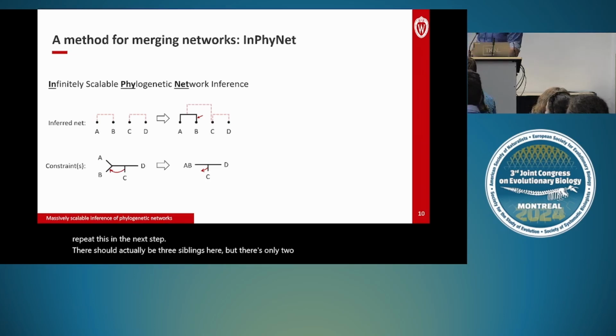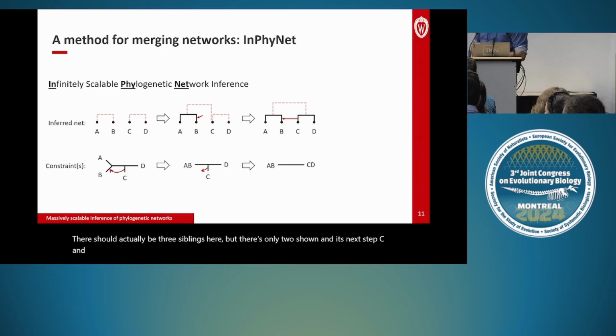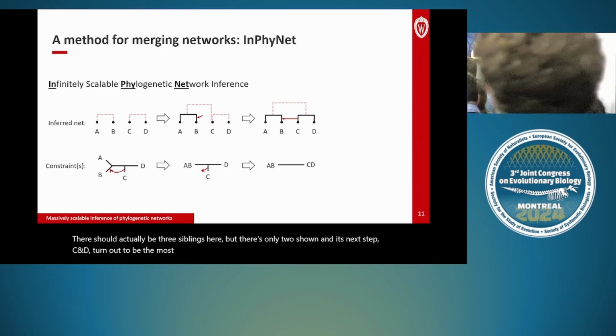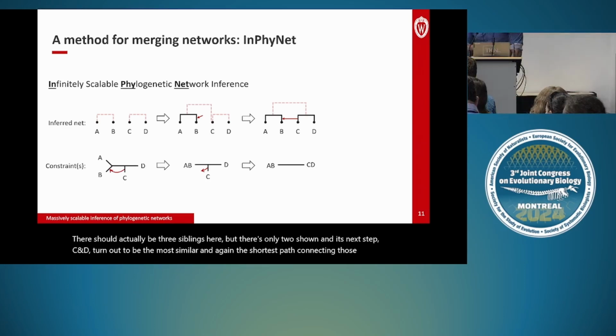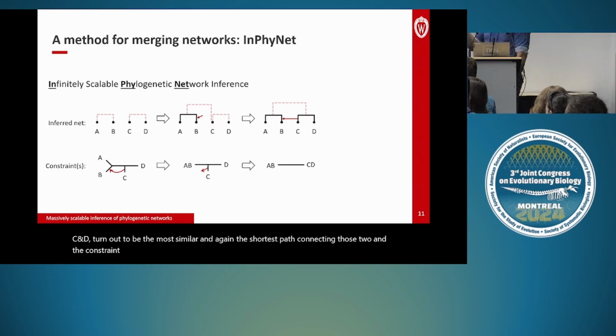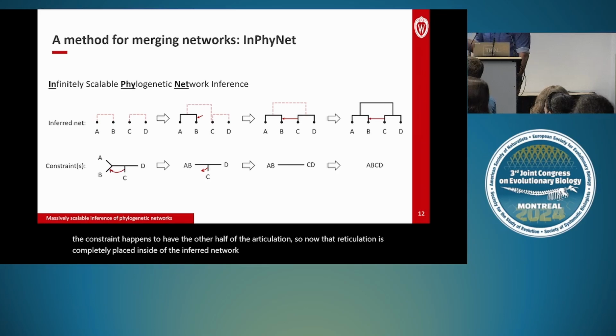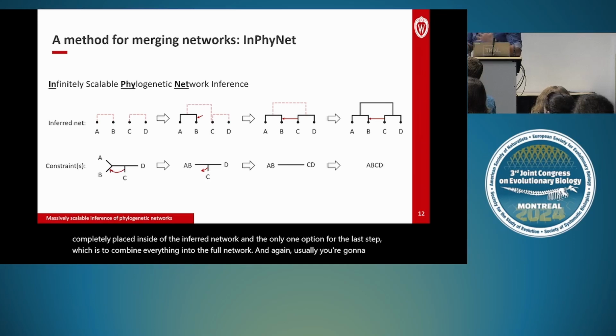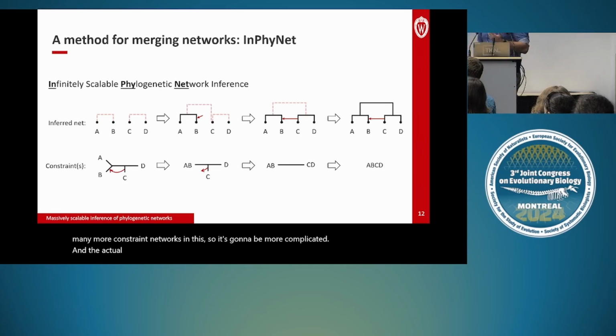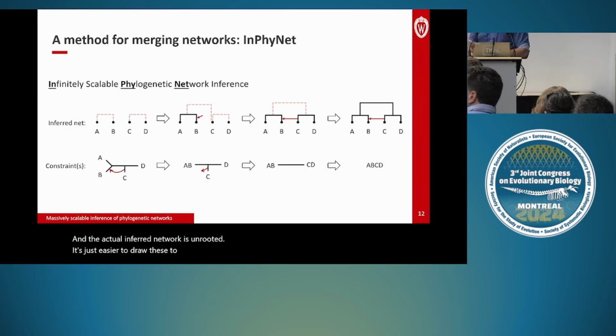And in this next step, C and D turn out to be the most similar. And again, the shortest path connecting those 2 in the constraint happens to have the other half of that reticulation. So now that reticulation is completely placed inside of the inferred network. And then there's only one option for the last step, which is to combine everything into the full network. And again, usually you're going to have many more constraint networks than this, so it's going to be a bit more complicated. And the actual inferred network is unrooted. It's just easier to draw this rooted.